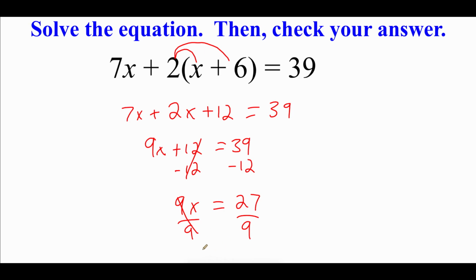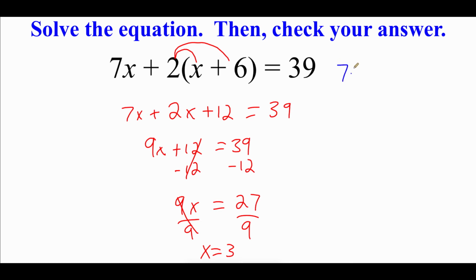Now the left-hand side is just a plain x, and the right-hand side, when I take 27 and divide it by 9, we should get 3. But now we need to check our answer. So I'm going to take that 3 that we just got and go back up to my original equation and plug that in for the x's to make sure that it does in fact equal 39.